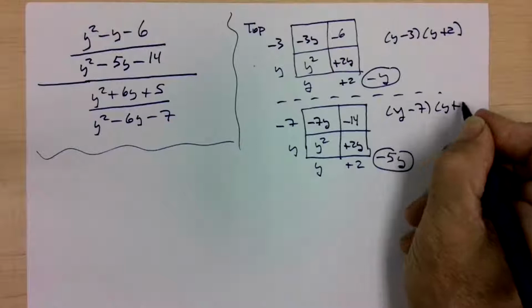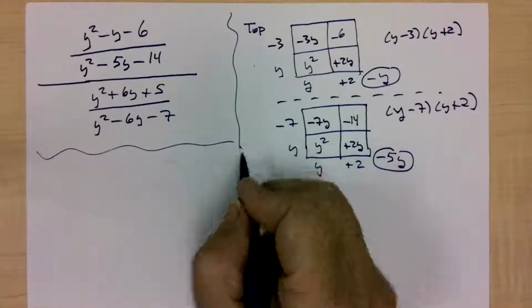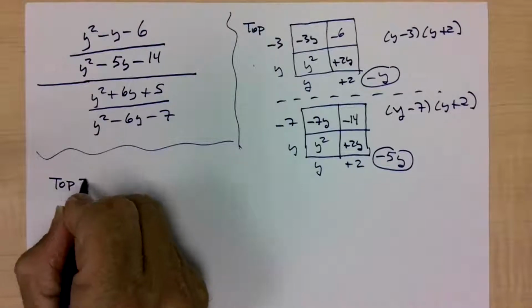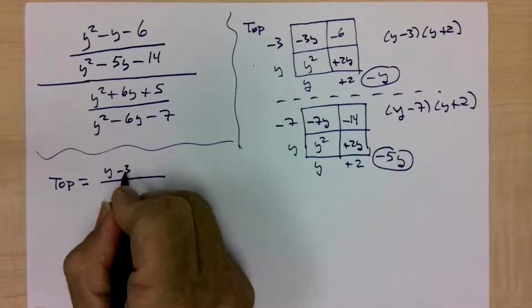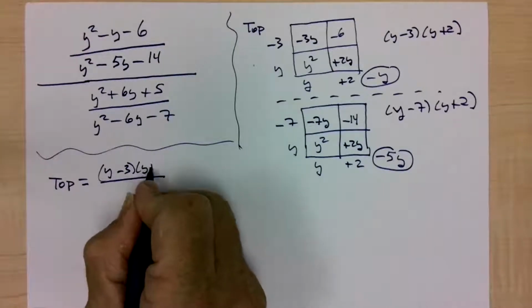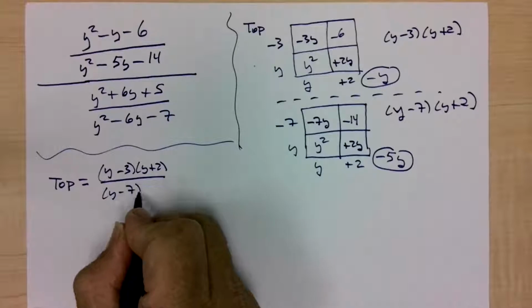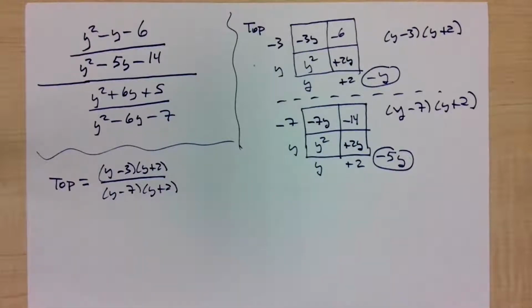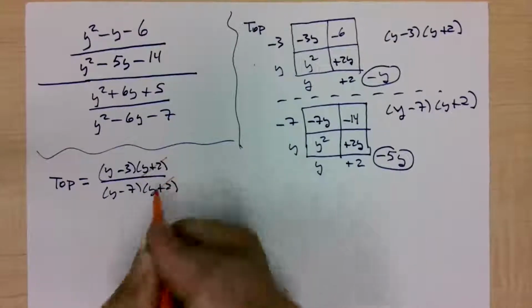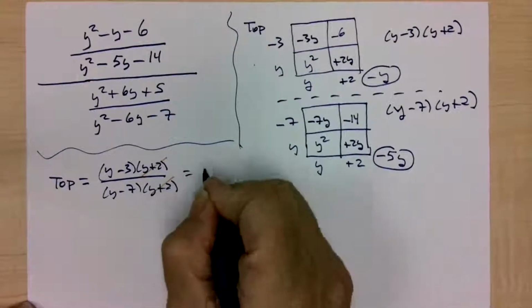So what does the top become? The top equals y minus 3 times y plus 2 over y minus 7 times y plus 2. And we notice y plus 2 over y plus 2 is 1 over 1. So the top is just y minus 3 over y minus 7.